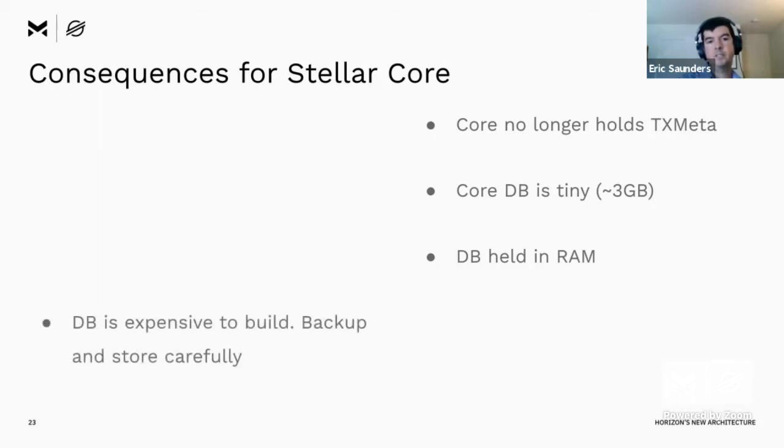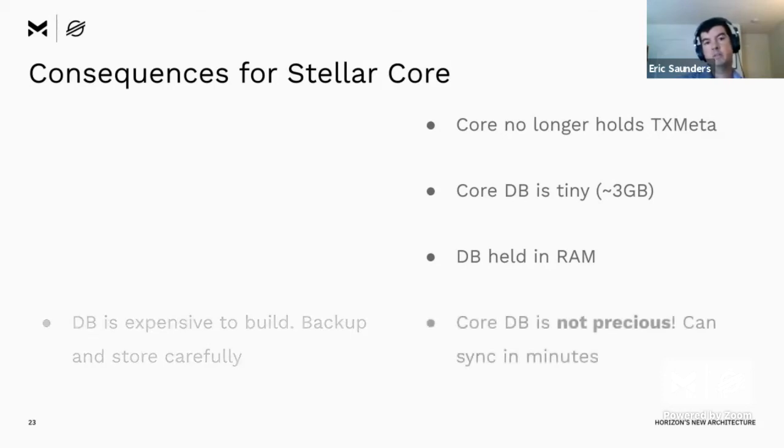So the old database was expensive to build. You'd spend weeks carefully building up this TX Meta. After you build it, you probably back it up and you probably store it really carefully, maybe in RDS, maybe with lots of fail-safes. All of that adds cost and complexity to your deployment. Now, in the new architecture, the core DB is not precious. If your Stellar Core crashes, you lose your database in RAM and you start again. It's only 3 gigabytes, and the Stellar Core comes back into sync, pulls in the current ledger and it's good to go.